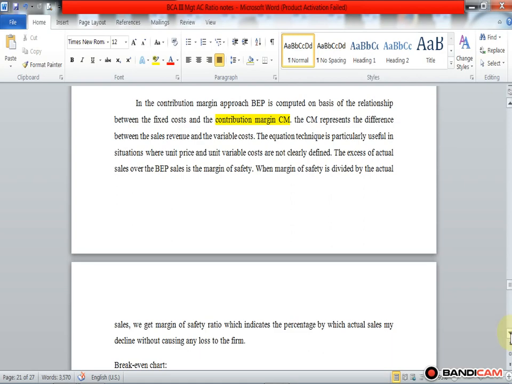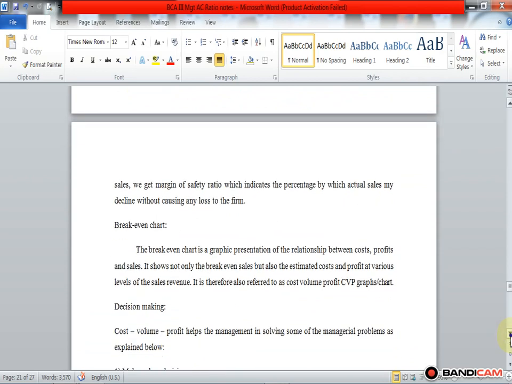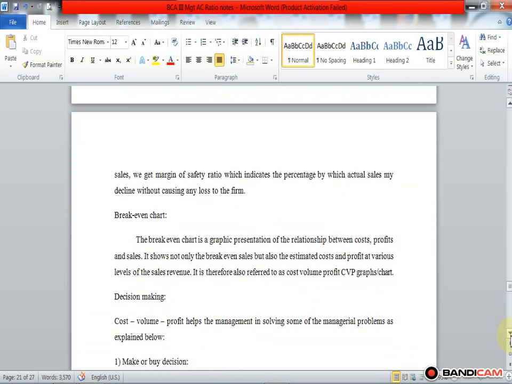Now we are going to discuss the break-even chart. The break-even chart shows the graphical presentation of the relationship between cost, profit and sales. It shows not only break-even sales, but also the estimated cost and profit at various levels of sales revenue.